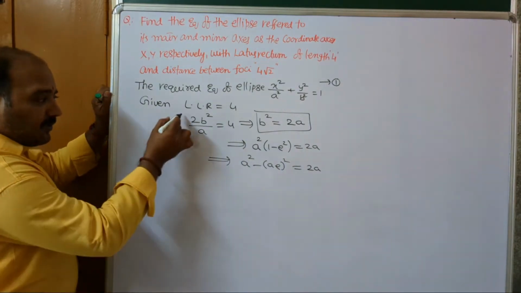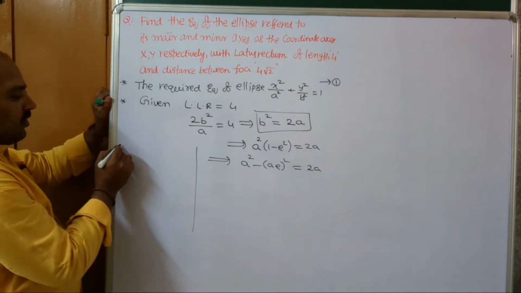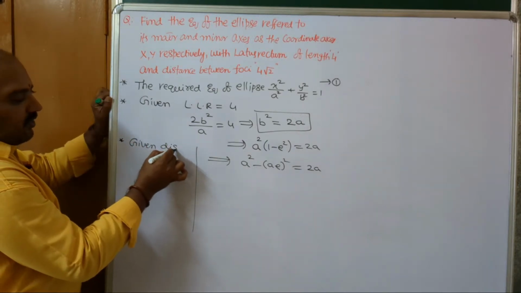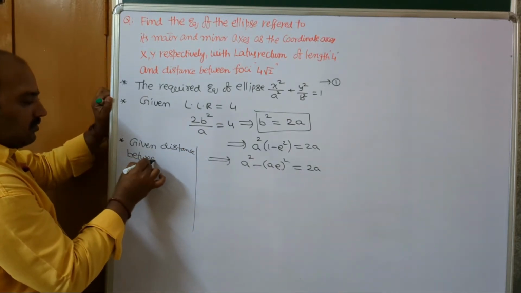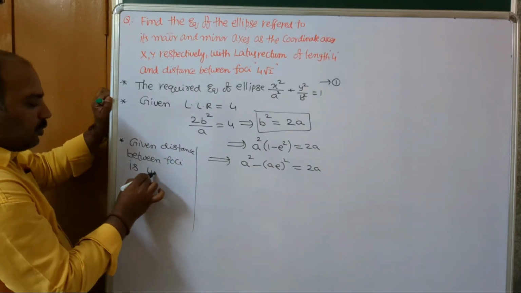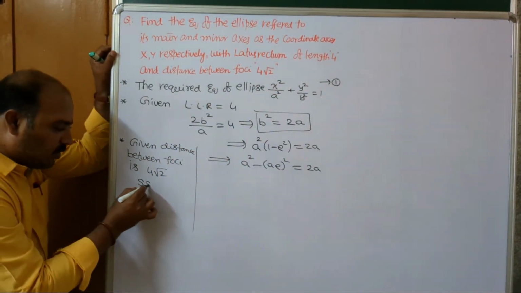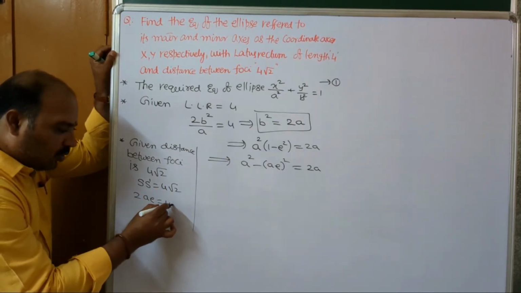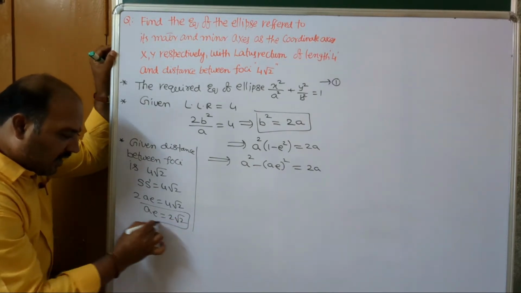In the next step, I am writing one more given piece of information. What information is it? Given distance between foci is 4 root 2. What is distance between foci? SS dash equal to 2ae equals 4 root 2. So ae equal to 2 root 2. So we got the ae value.